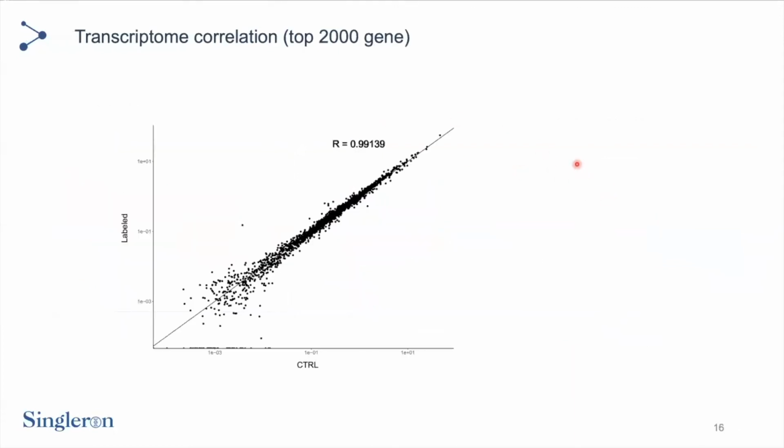So this is another analysis. Here you can see the Pearson correlation between labeled and control samples. It's 99%, so it's a very, very high correlation. That means there is really no difference between these two groups.